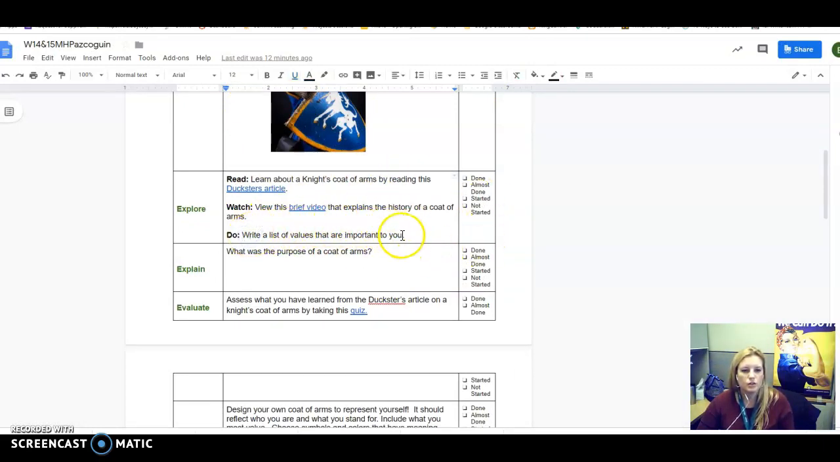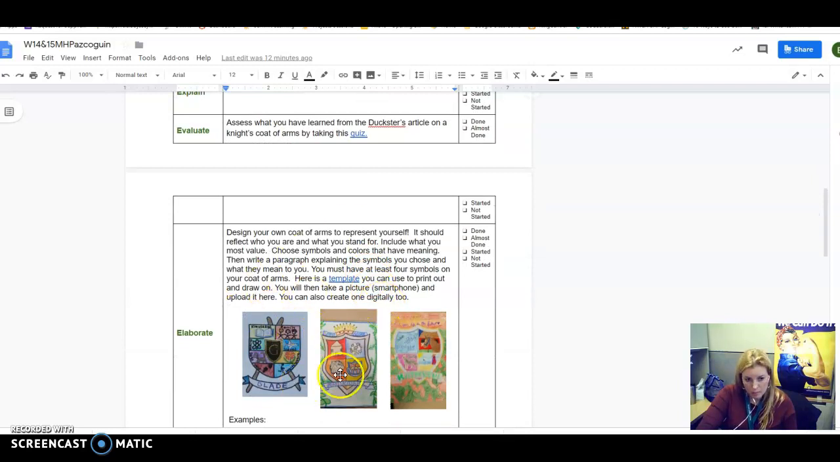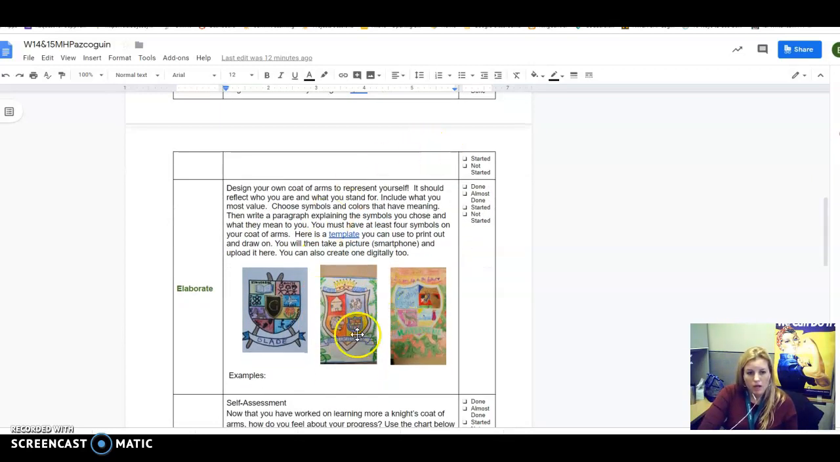Then for the do, you can just type it right here. Write a list of values that are important to you. What really matters the most to you in life? Think about those values. Then for the explain, what was the purpose of a coat of arms? That's evaluated as a short quiz. And this is the part I really want to explain to you, because this might take some time, but it's fun because you get to talk about yourself.